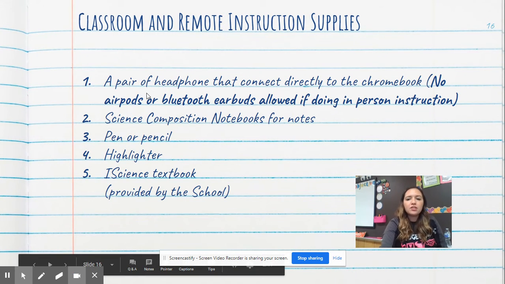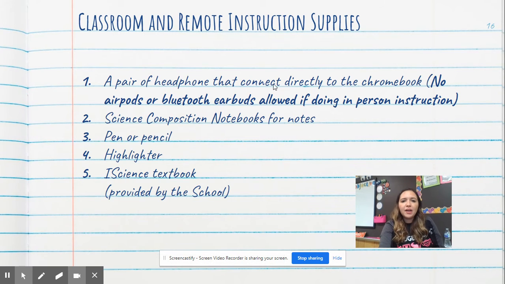classroom and remote instruction supplies. Number 1, a pair of headphones that connects directly to the Chromebook. No AirPods or Bluetooth earbuds allowed if in-person instruction. This does not apply if you're doing remote. If you're at home, there's no problem.